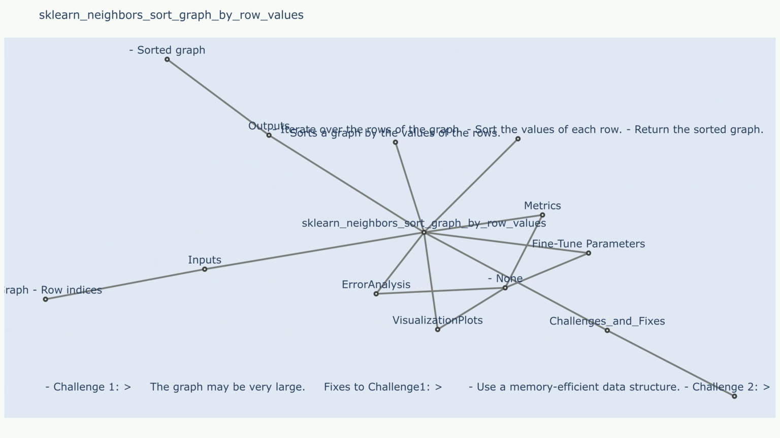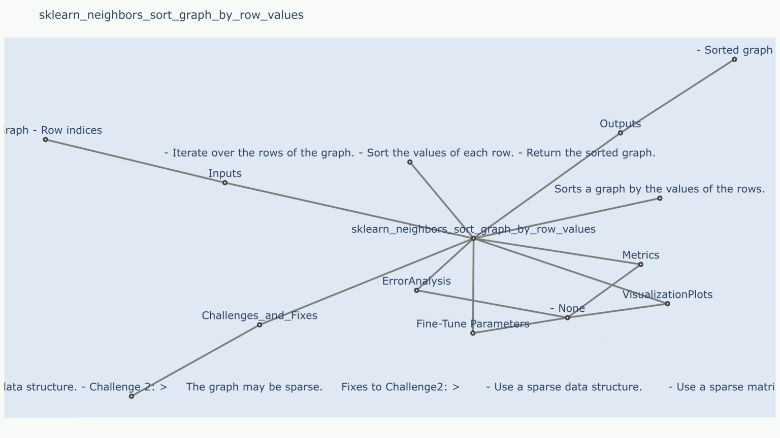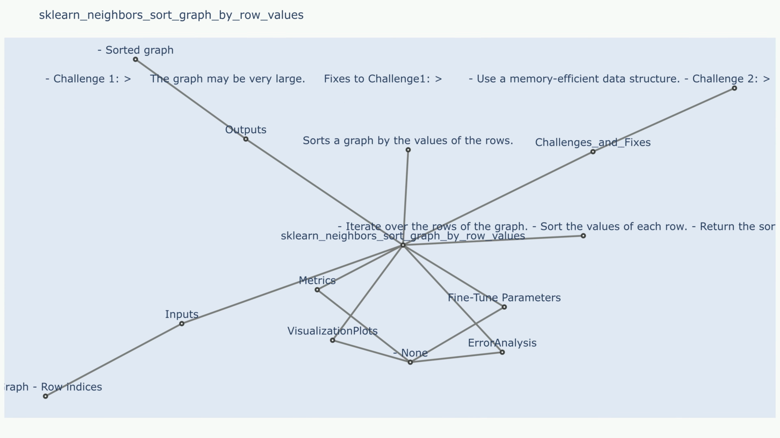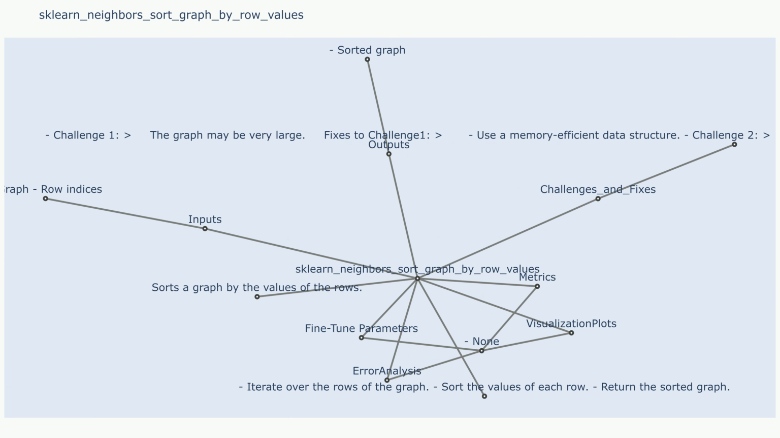Fine-tune parameters: None. Uncertainty methods: The sort graph by row values function does not directly address uncertainty. However, the underlying distance metric used to construct the connectivity graph can have an impact on the uncertainty of the sorted graph. For example, using a metric like Euclidean distance might lead to different results compared to a metric like Manhattan distance.